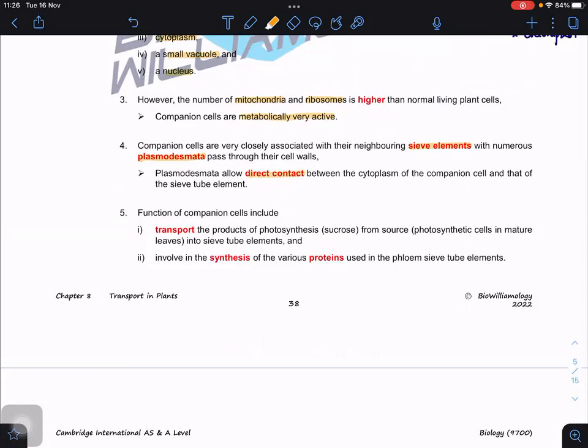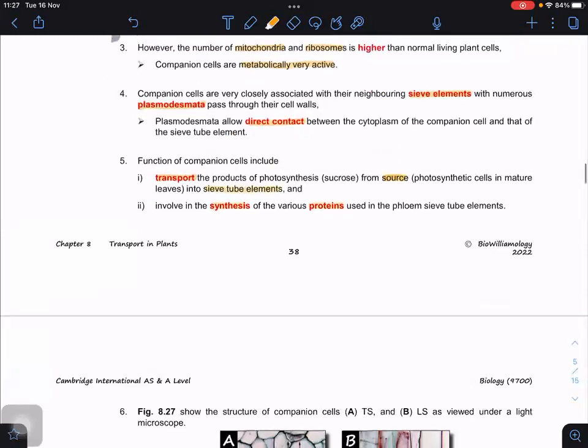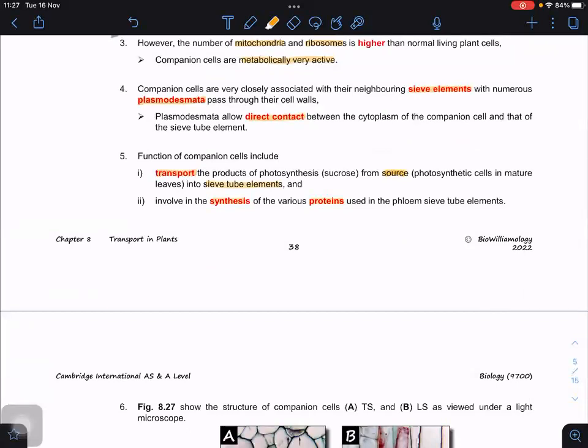So what do companion cells do? Companion cells transport the product of photosynthesis from the source to the sieve tube element. They are also involved in the synthesis of various proteins used in the phloem sieve tube elements. I will explain it later.